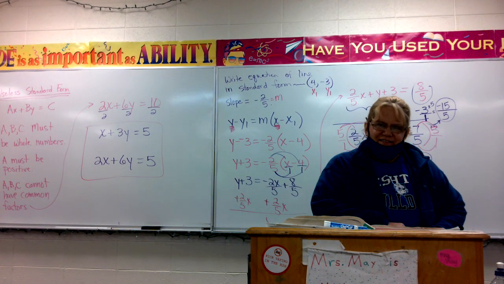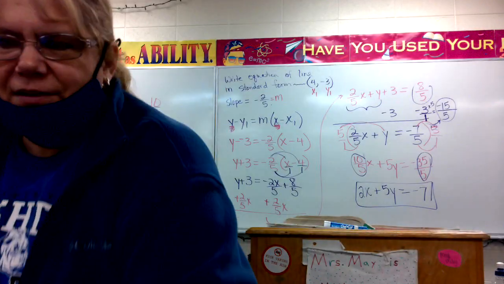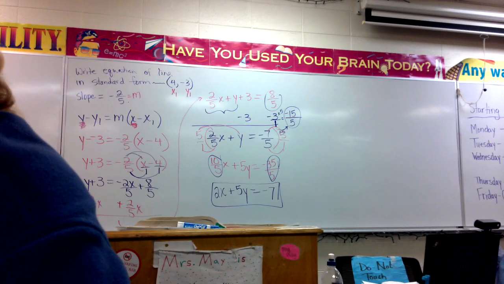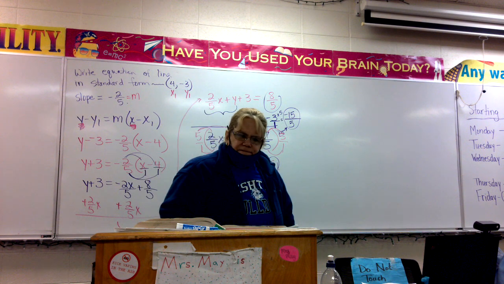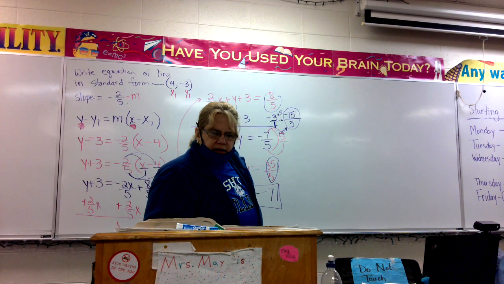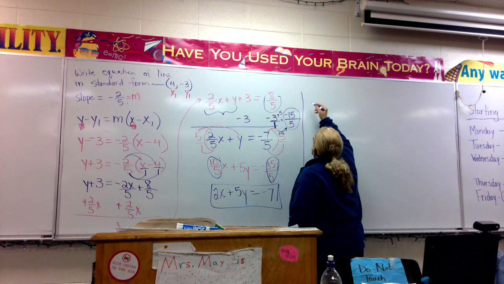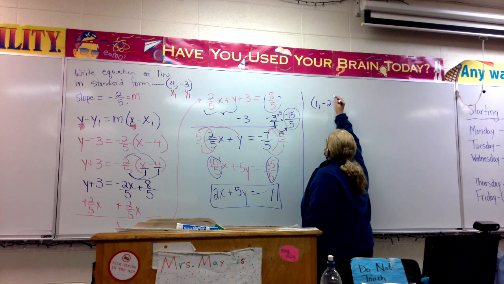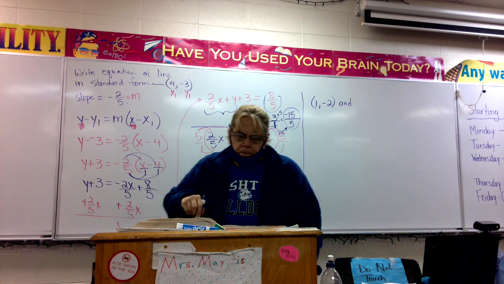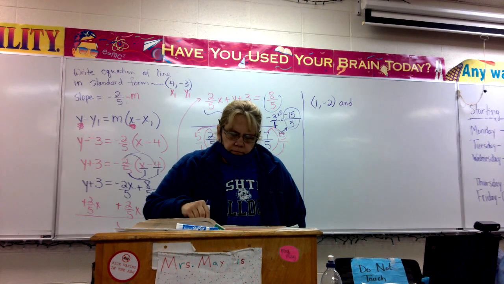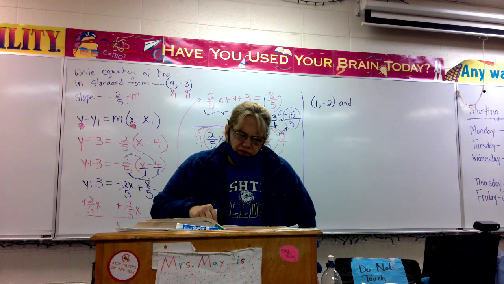Guess what I have? I have another one. Oh, settle down now, settle down. How about this? Find the equation of a line in standard form that goes through the points 1, -2, and do they all have to have fractions?